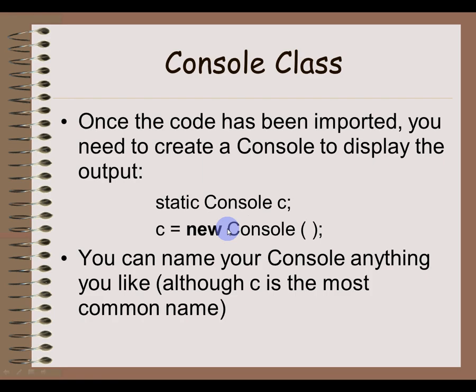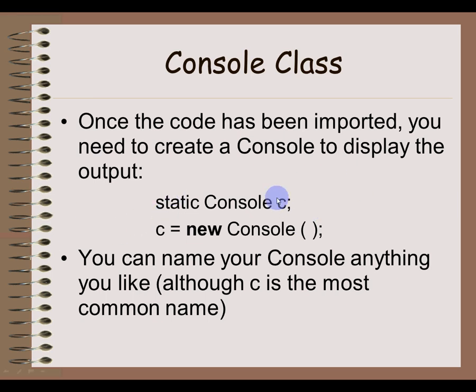Once that code's been imported, you're going to have to create the console within your program so that you can print to it. That's done in 2 lines of code. So static console C: this says I'm going to make a console, which I'm going to name C. Now you can use anything you want to name your console. You can call it the Mr. Burns console if you really want to. C is just shorter and simpler.